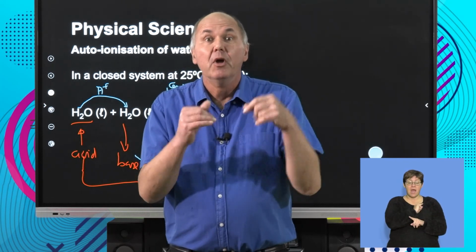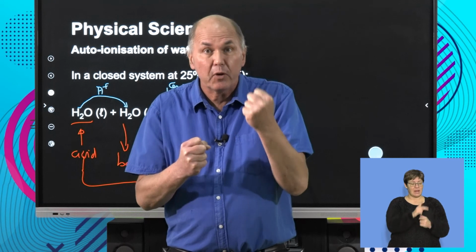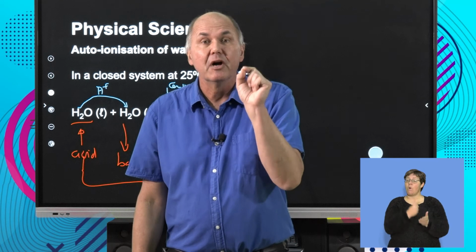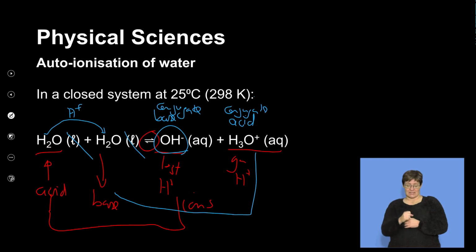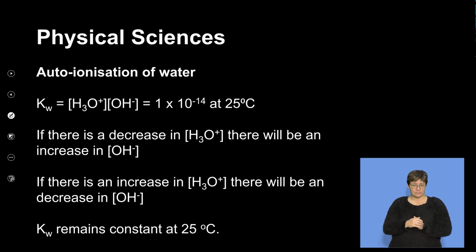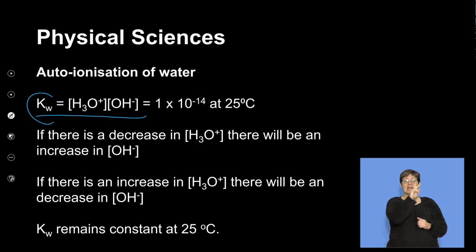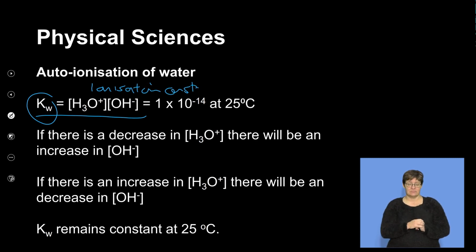But I want you to recognize that, because it's in chemical equilibrium, we can write a Kc expression for this reaction as well. But remember, we must only use those things that are aqueous or gases. So if it's a liquid, we can ignore it. So if we write the Kc expression, it actually turns out to be this expression here, which is also called Kw. And it's known as the ionization constant of water.